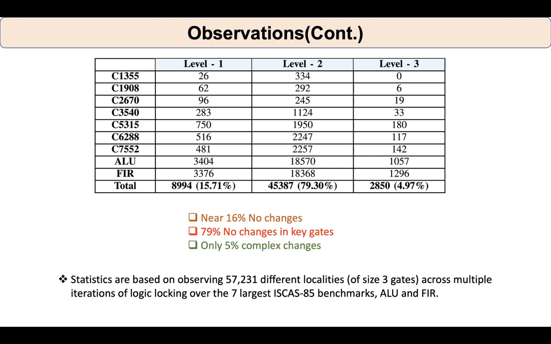Moreover, 79% of localities only show level 2 changes that are very easy to revert using certain rules which can be learned through statistical methods. Only 5% of the localities are properly obfuscated. However, most of these designs are predictable and can be locally reverted as well with the help of statistically generated rules.